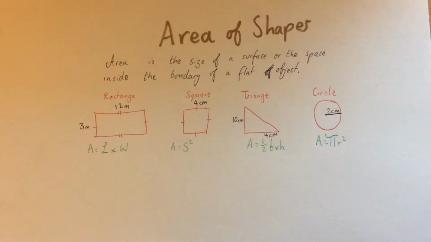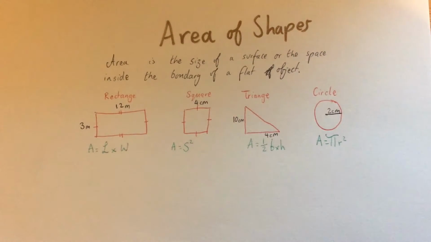In this math video, we're going to be learning about how we can calculate the area of different shapes. So first of all, you need to know that area is the size of a surface or the space inside a boundary of a flat object. Flat object meaning that it has to be 2D. You cannot find the area of a 3D shape unless you're finding the total surface area, which is really the area of every 2D shape on that 3D shape.